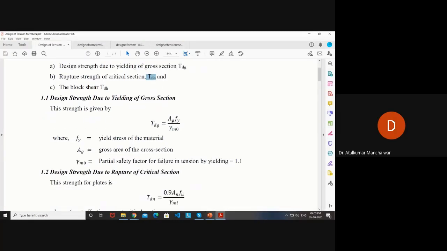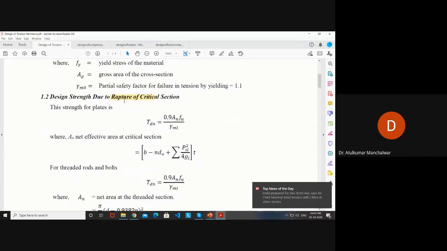So it is required to remember the safety factors, the partial safety factor for the failure of tension by yielding. Okay. Then for the critical section, these are the TDN formulas given. How to calculate the TDN here.